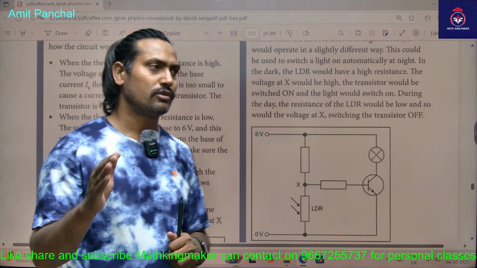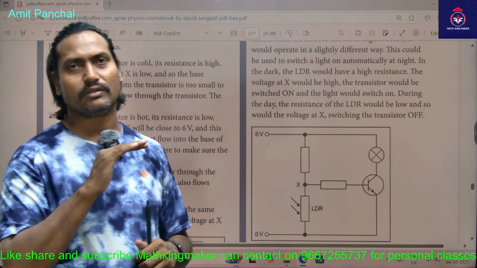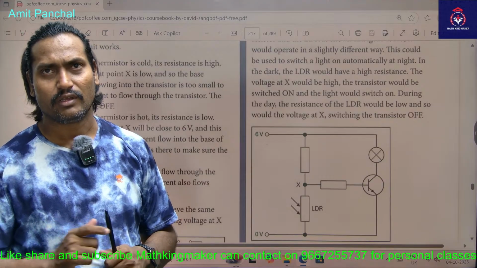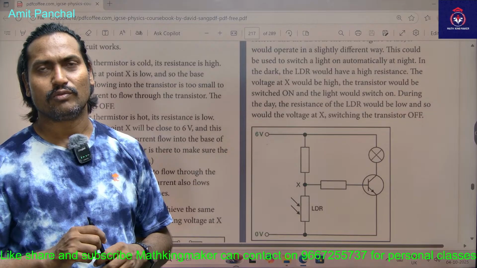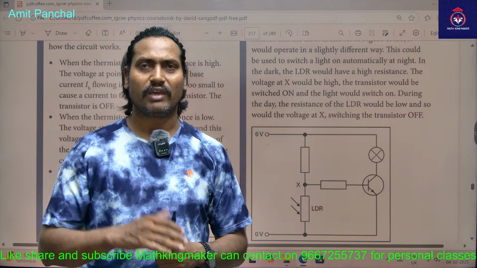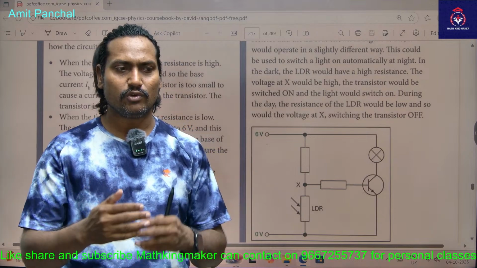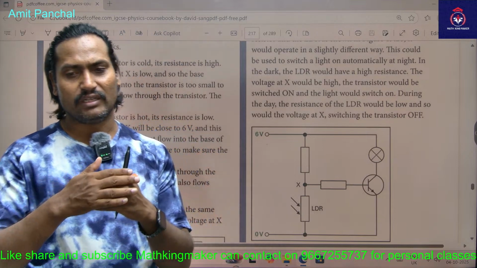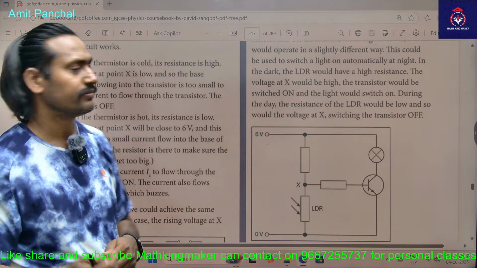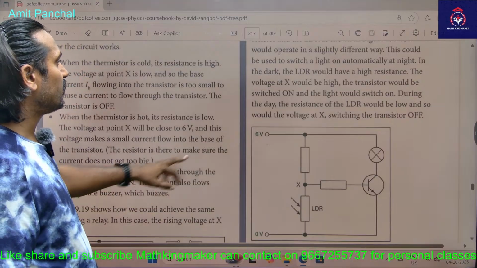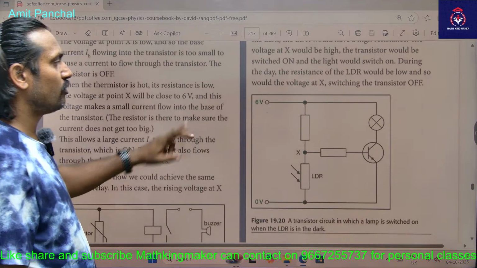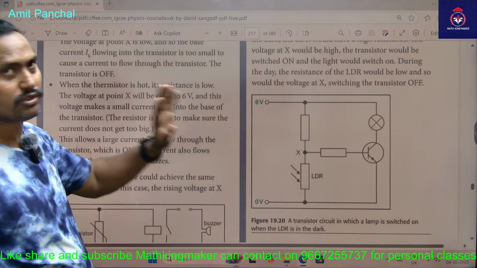You can use certain types of combinations of transistors. So whenever you want, you can use it in a reverse process also. When there is light, if you want it to be on, you can design it. During the day the resistance of the LDR would be low and so would the voltage across it, switching the transistor off. So you can use it in both ways.